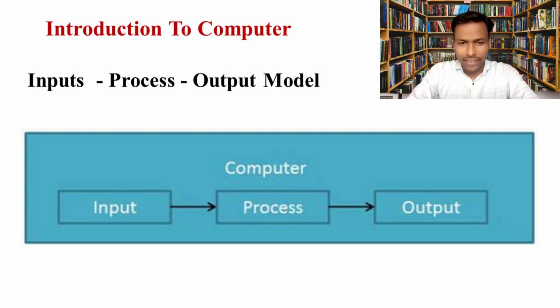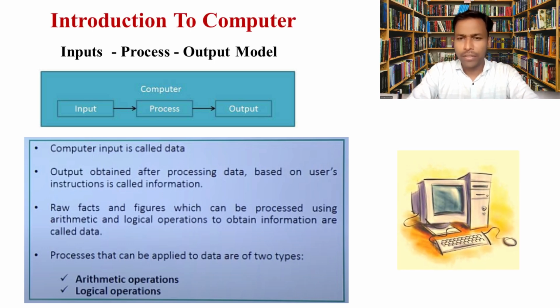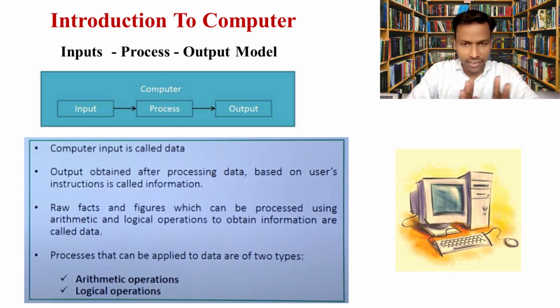Here, as you can see, this is the simplest workflow of a computer that I have drawn for you. An input is given, which is processed, and output is given. Computer input is called data. Any raw information, raw facts, figures are called data. This data is processed upon by the computer. How is this processing done? This processing is done as per the instruction given by the user, and depending on the process that is applied, an output is given. Let's take a small example.